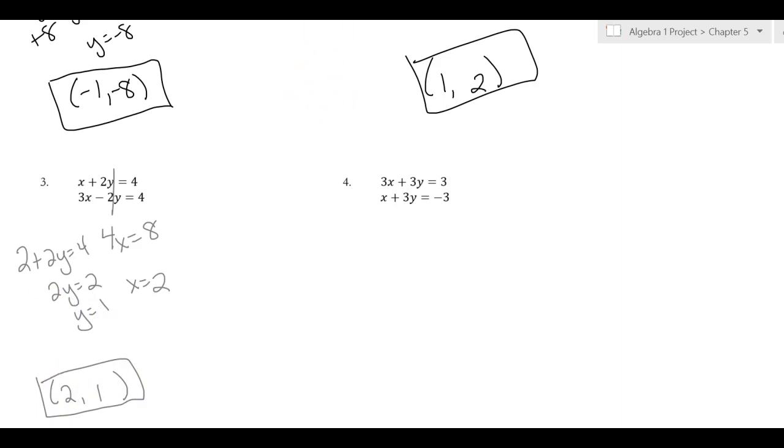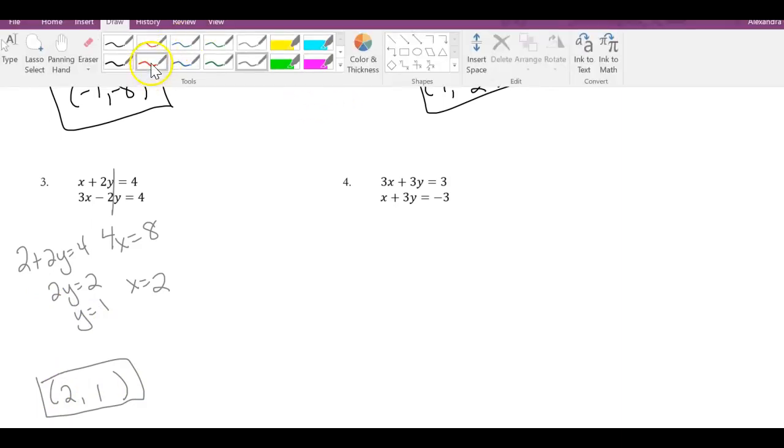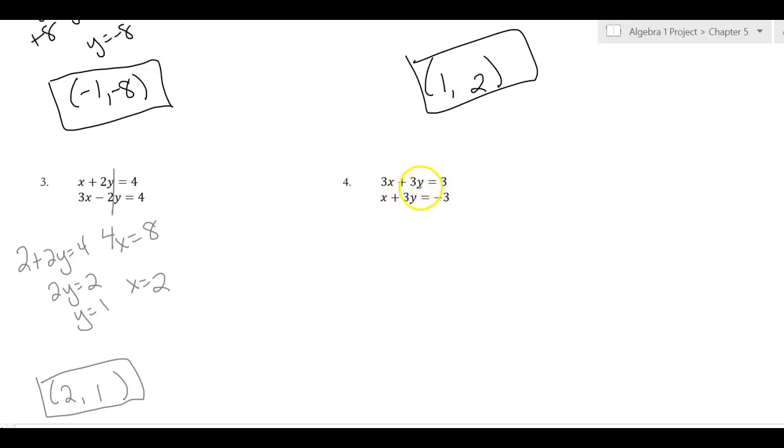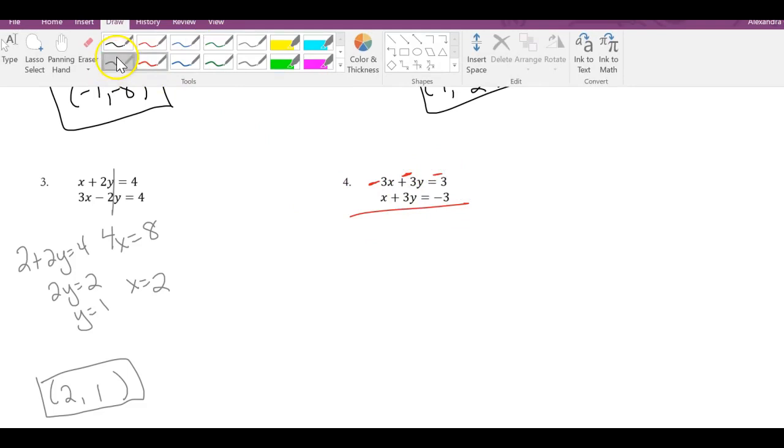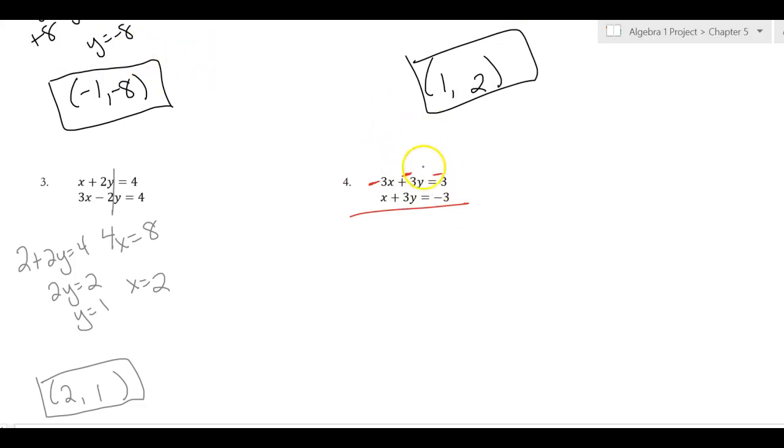Over here, I have my x's, a 3x and a 1x. I don't want to touch that. I need to change one of these. I'm going to go ahead and change the top one. So that means I change everything on the top. And it doesn't matter which one you change, as long as you do your math correctly, it'll work. So I'm going to cross those out, and I get negative 2x is equal to negative 6. And I divide by negative 2, so x is 3.